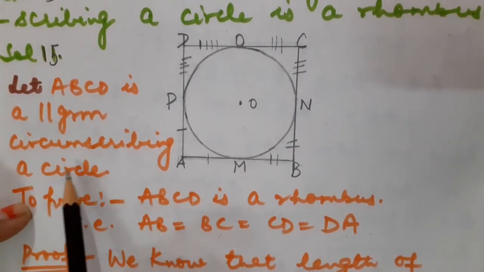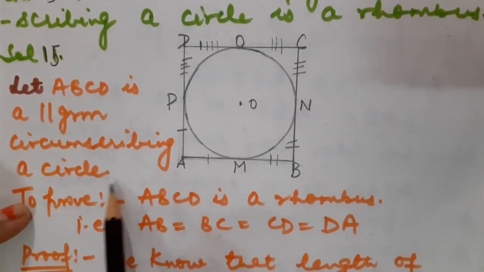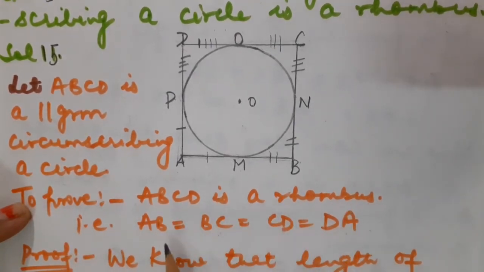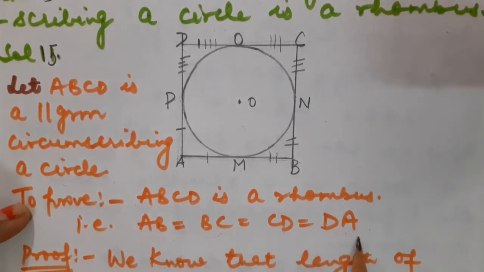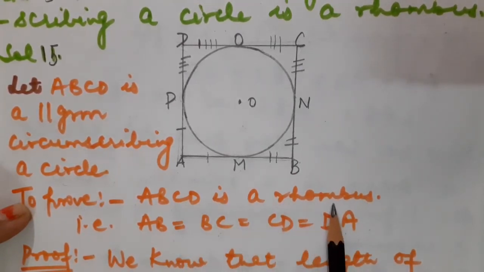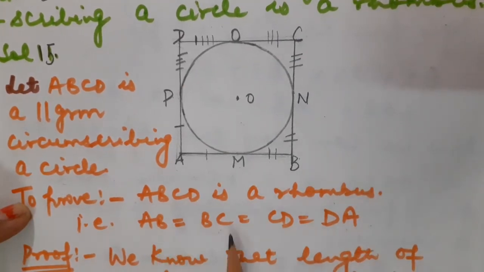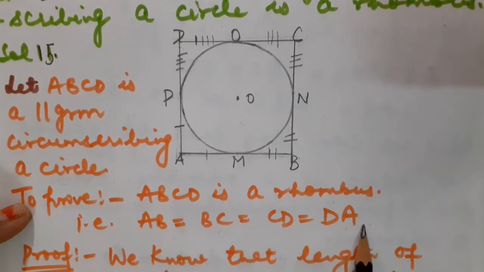ABCD is a parallelogram circumscribing a circle. We have to prove that ABCD is a rhombus. A rhombus is that parallelogram whose all the four sides are equal. Or you can say that a rhombus is a quadrilateral whose all four sides are equal. So AB must be equal to BC, must be equal to CD, must be equal to DA. This we have to prove.